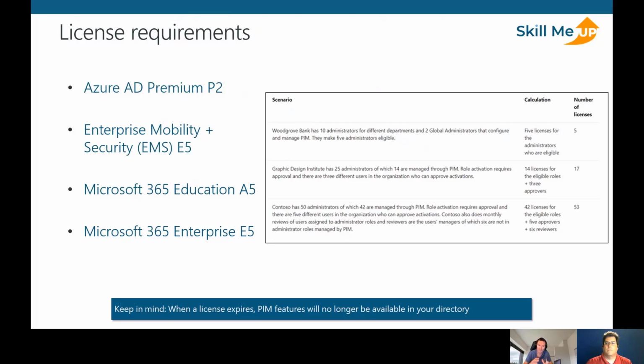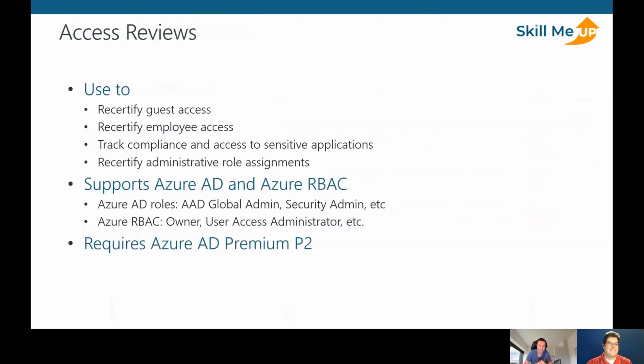Just keep in mind that when a license, like let us say your Azure AD Premium P2 license, or it can even be your trial license, for example, expires, the PIM features will no longer be available in your directory. The permanent role assignments to Azure AD roles will be unaffected, but the PIM service will no longer be available to activate, manage, or perform access reviews in any way. And also all your PIM configuration settings, all the work you've done, will be removed. So keep that one in mind. You can go to the next slide if you want, Dwayne.